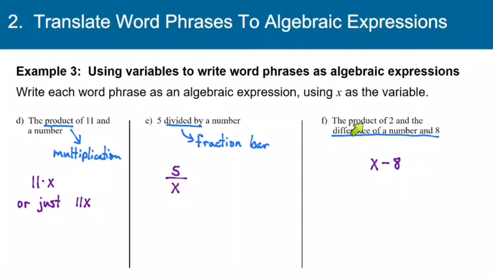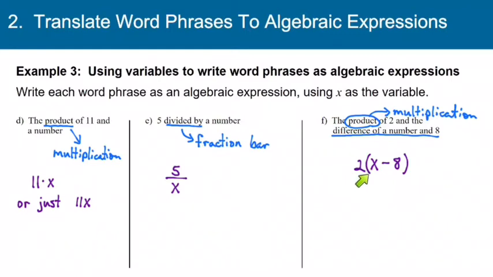And now we want to multiply this difference times 2. So product means multiply. But how can I show that this entire expression is to be multiplied by 2? Well, we can use parentheses for that. So we'll put our expression in parentheses and then multiply it by 2.